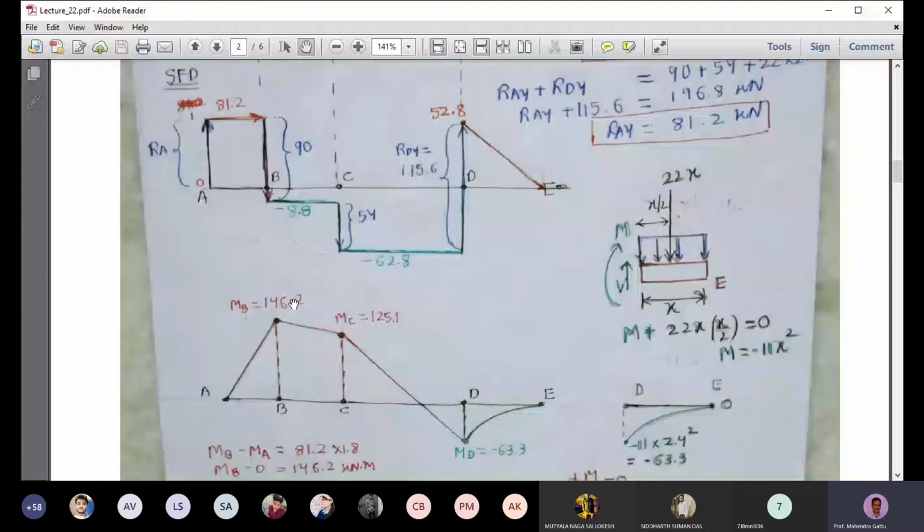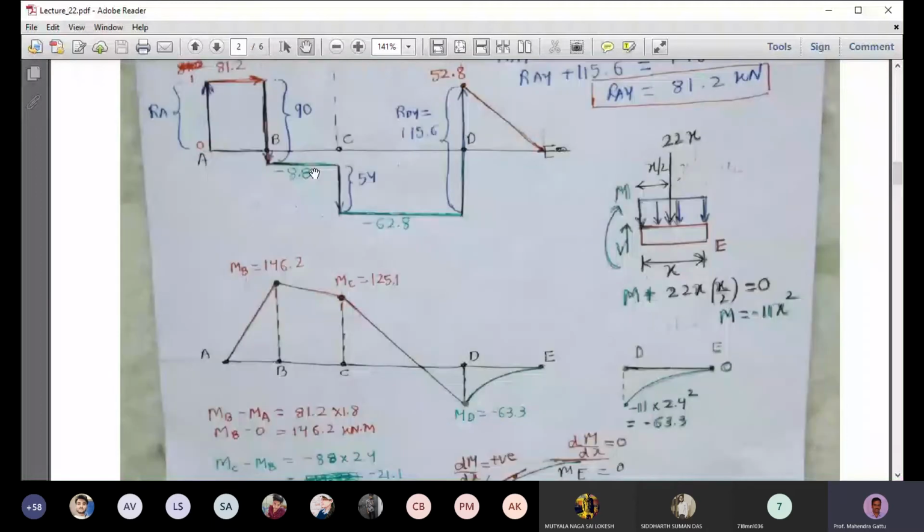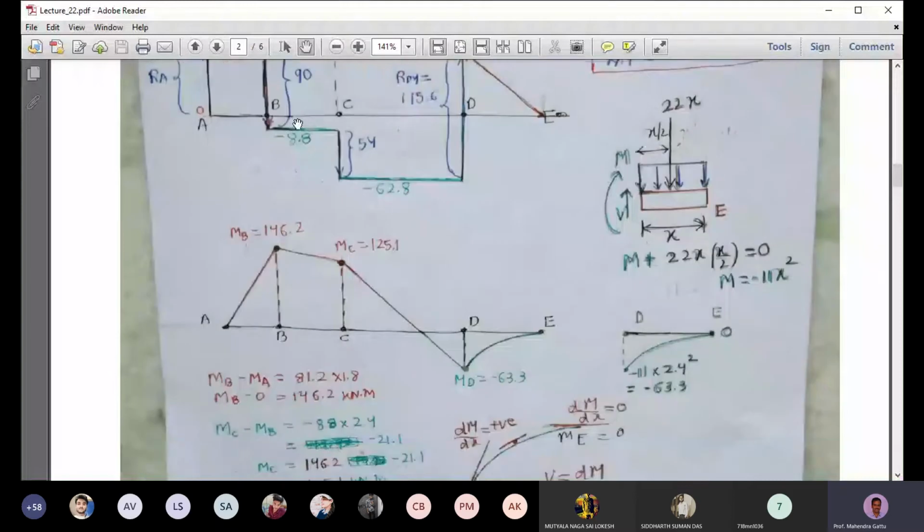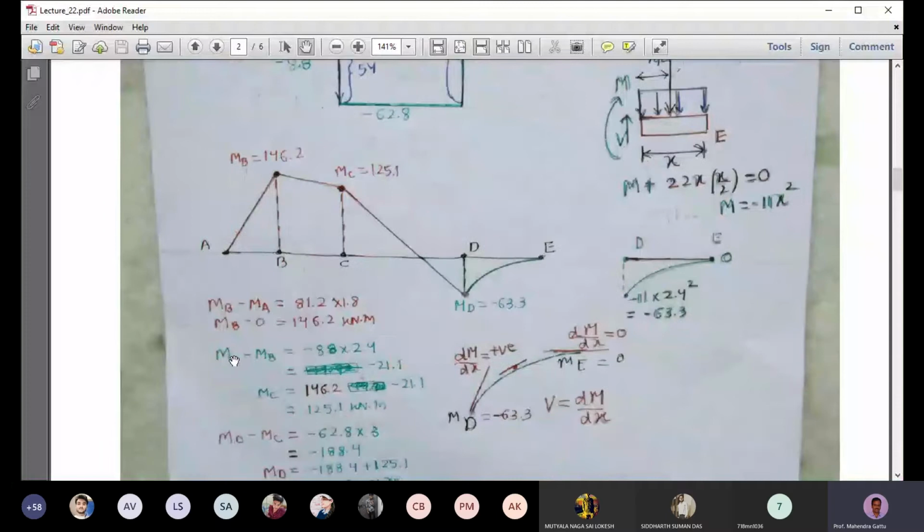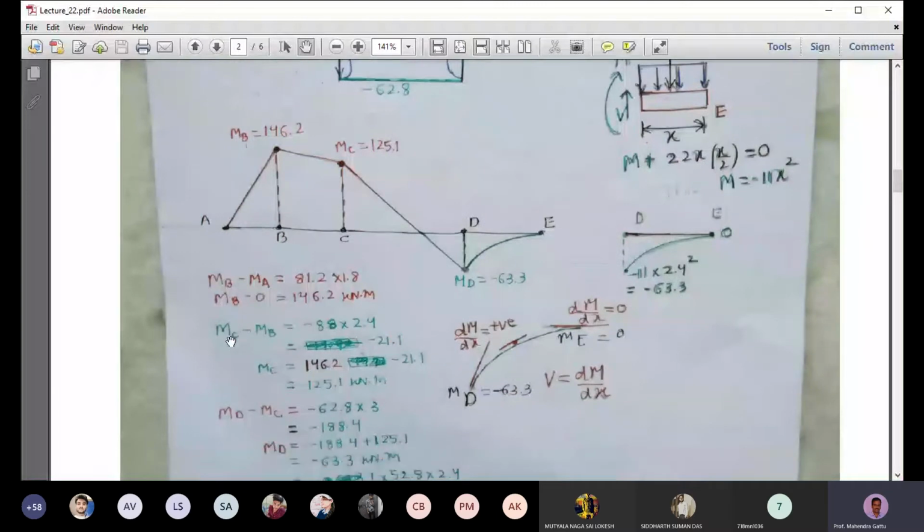Now between B to C, what is happening? We are having a negative shear force. As a result, there will be a decrease in the bending moment because the area under the curve will be negative. So we have to calculate what is the value of MC. We'll use MC minus MB is equal to minus 8.8 into 2.4. So the area under the shear force diagram is minus 21.1. MB is 146.2, so we'll get MC as 125.1. So from MB, there is a decrease, and we are getting MC as 125.1.